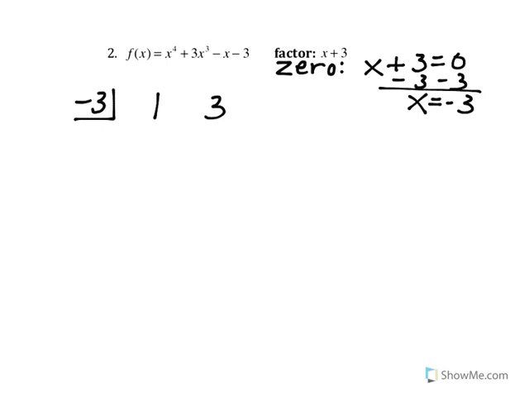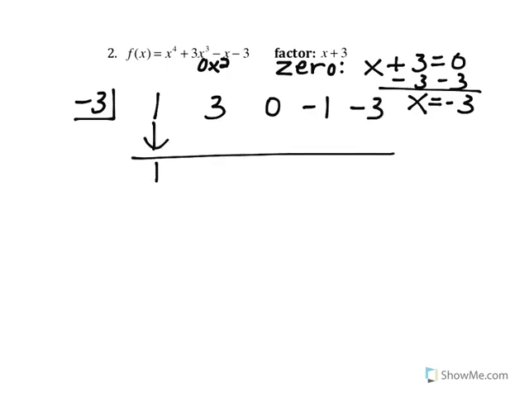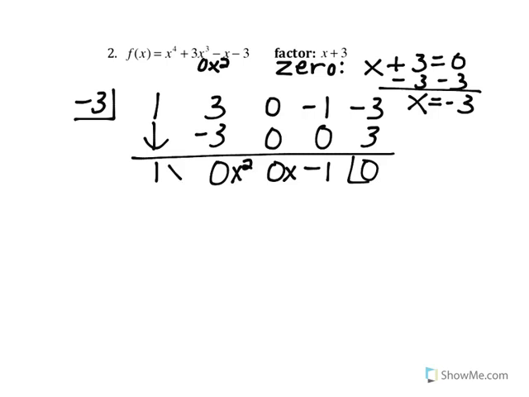1, 0. Now be careful, we're missing the x squared here, so remember it's a 0x squared in that spot. And then 0, negative 1, and negative 3. Okay, so this is an interesting one, because this would be x squared, and this would be x cubed. So recently we just learned a new type of factoring that will be involved in this one.